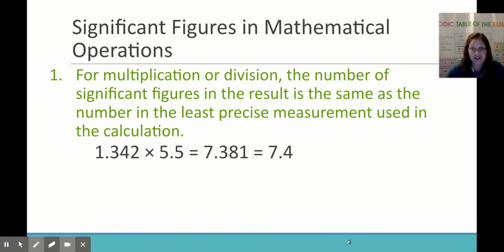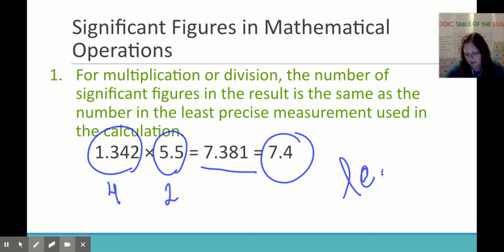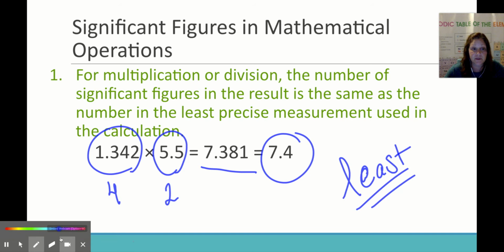When we are doing different mathematical operations, if we're multiplying and dividing, we count the number of significant figures in the pieces that we're multiplying or dividing, and then we round our final answer so that it has the least number of significant figures.